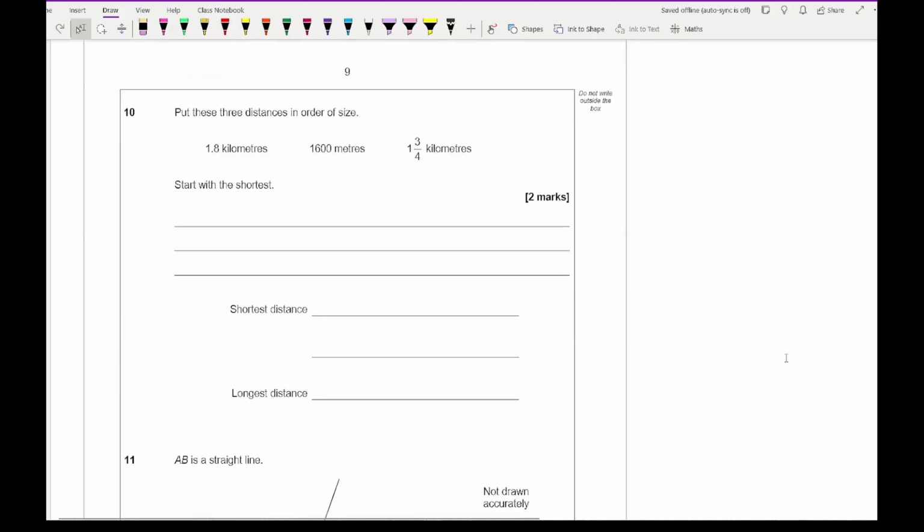Moving on to question 10, it says put these distances in order of size. So we've got 1.8 kilometers, 1,600 meters, and 1.75 kilometers. What you want to try and do is convert them so they're all the same. So this is 1.6 kilometers, and this is 1.75 kilometers. Now they're all in decimals and all in kilometers, I can order. So the smallest length is 1,600 meters. The next distance is 1.75 kilometers. And the longest length is 1.8 kilometers.